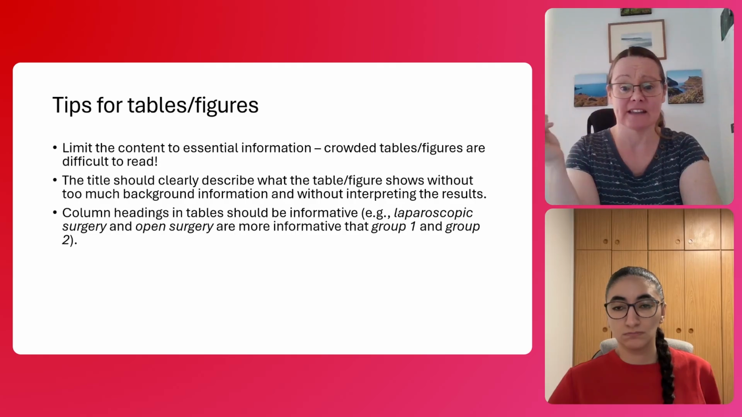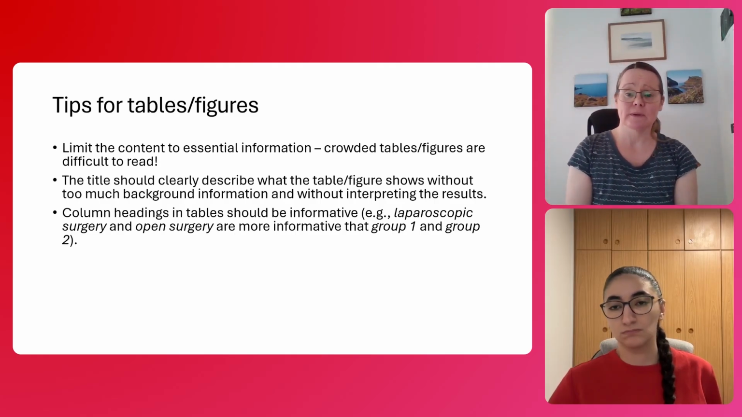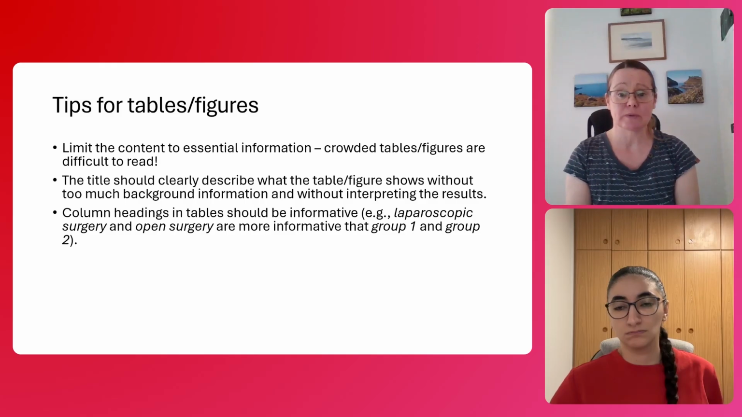So I say here, if you've divided your patients into a laparoscopic and an open surgery group, then putting those words in the column heading is much more helpful than saying group 1 and group 2.